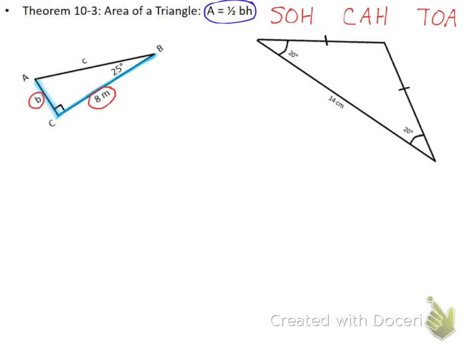And so when I'm doing this, I can use trig. Going from the 25-degree angle, b is opposite, and 8 is adjacent. And so I can go tangent of 25 is equal to opposite, which is b, over 8, which is adjacent. And then to solve, I always multiply both sides by whatever's on the bottom, which in this case is 8. 8 times the tangent of 25 gives me 3.73.